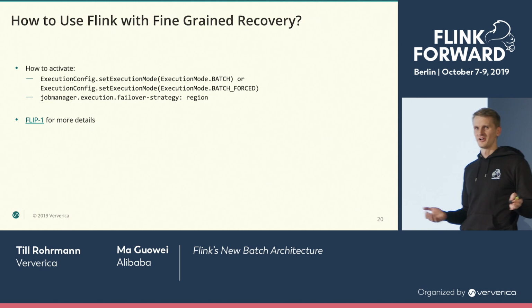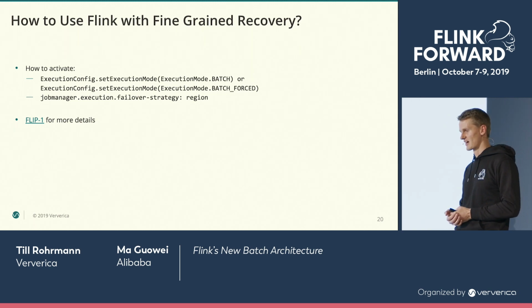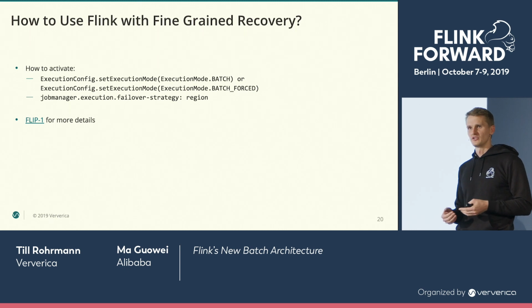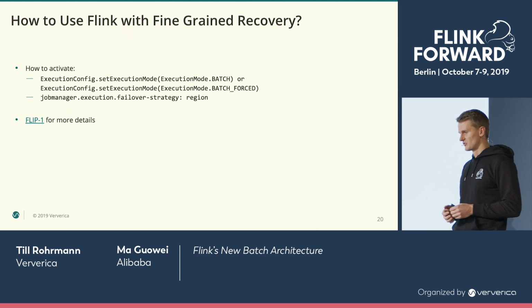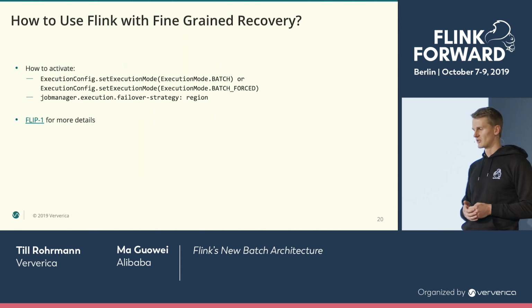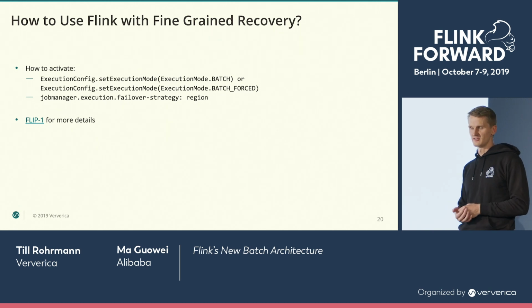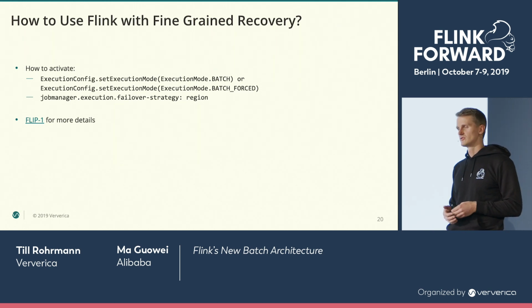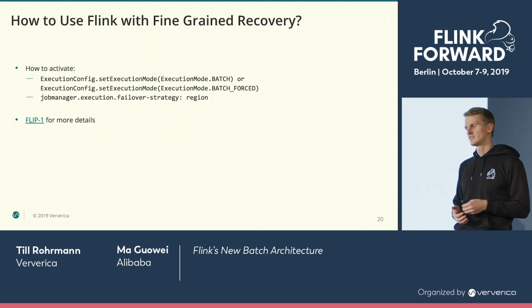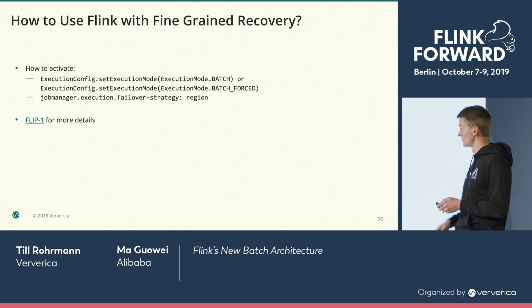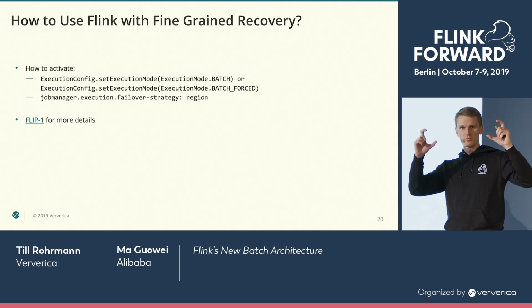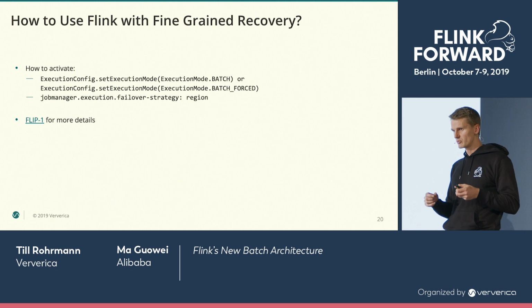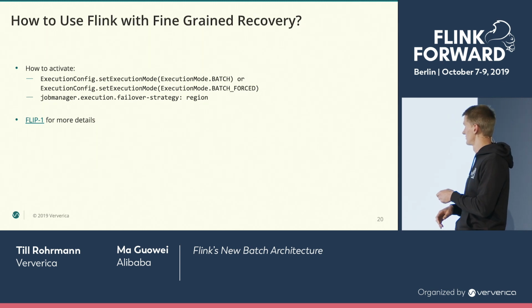All right, so much for how the fine-grained recovery works. What do you have to do as a user to benefit from this feature? Well, you have to do a bit of configuration to use it, because per default, Flink uses pipeline data exchanges. You need to enable that at least the shuffle operations are using a blocking data exchange. And you do this by setting the execution mode on the execution config to batch. Or if you want all data exchanges, so all connections between operators, to use a blocking data exchange, you can set it to batch forced.